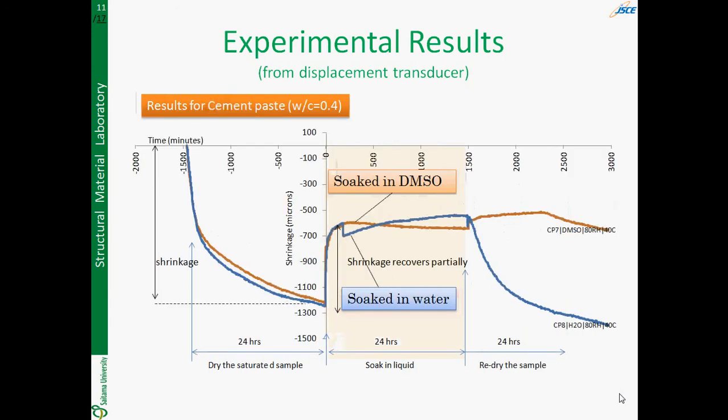This is similar graph for cement paste sample. Here you can see that recovery from DMSO and water is almost same. But while re-drying, sample soaked in DMSO did not re-shrink, but the sample soaked in water started to shrink again.